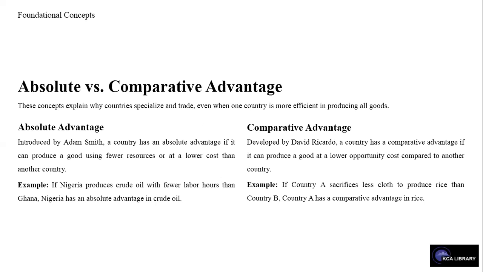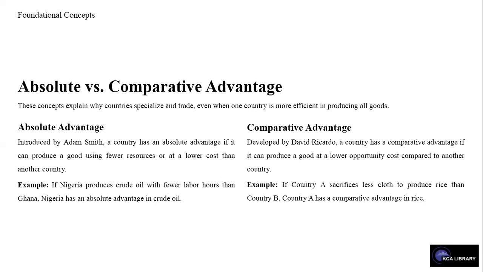Now we move into looking at the trade theory as said in the introduction of the module. And we said we have the absolute and the comparative advantage. And this concept explains why countries specialize and trade even when one country is more efficient in producing all goods. And we look at it first from the absolute advantage.